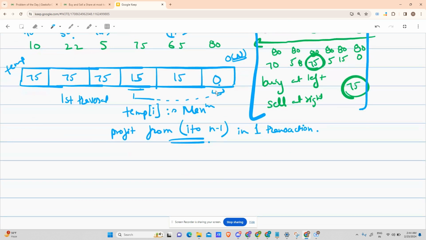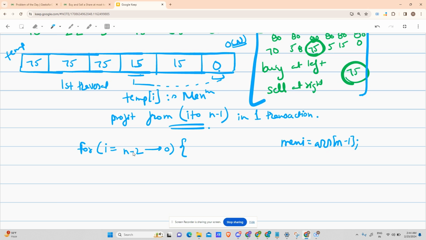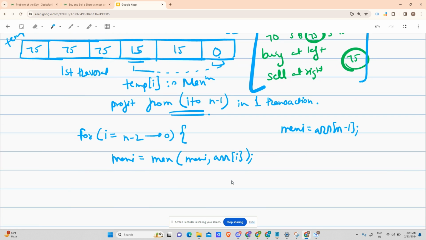Okay, let's see what we did. Our pseudocode for the first traversal was: for I equals n minus 2 going down to 0, we will keep a maxi as ARR of n minus 1. For I equals n minus 2 to 0, my maxi will be updated first: maxi equals max of maxi and ARR of I. And after that, my temp of I will be equal to max of temp of I plus 1, comma, maxi minus price of I.